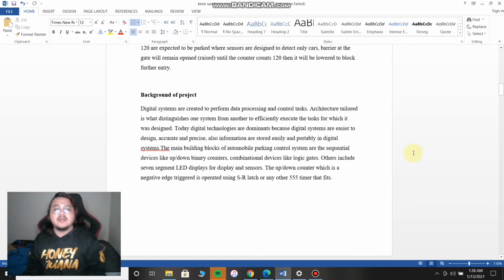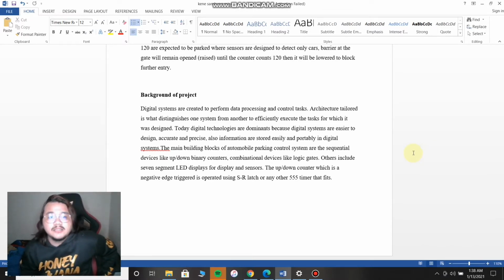So for the background of this project, digital systems are created to perform data processing and control tasks. Architecture talent is what distinguishes one system from another in efficiently executing the task for which it was designed. Today, digital technologies are dominant because digital systems are easier to design, accurate and precise. Also, information is stored easily and portably in digital systems.